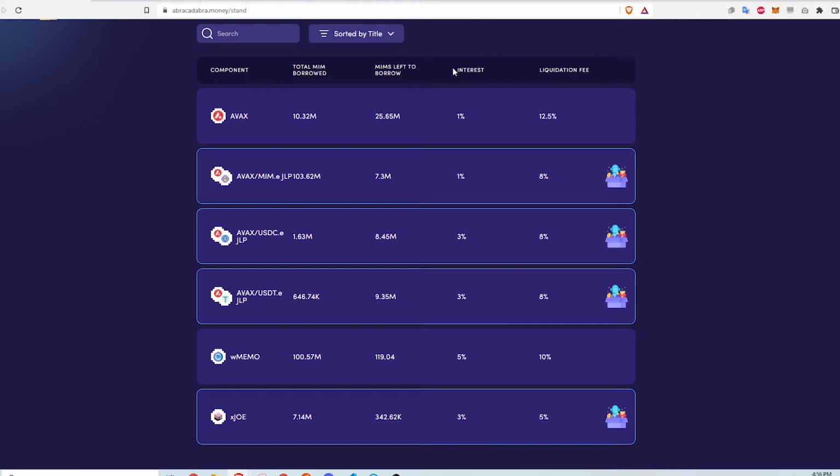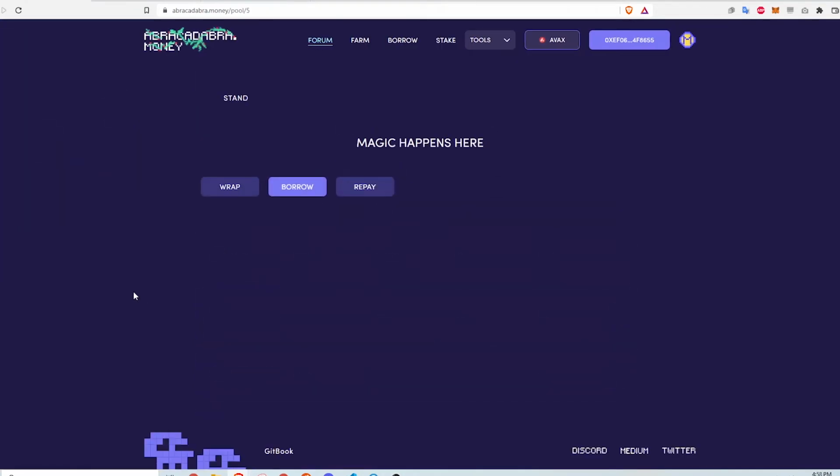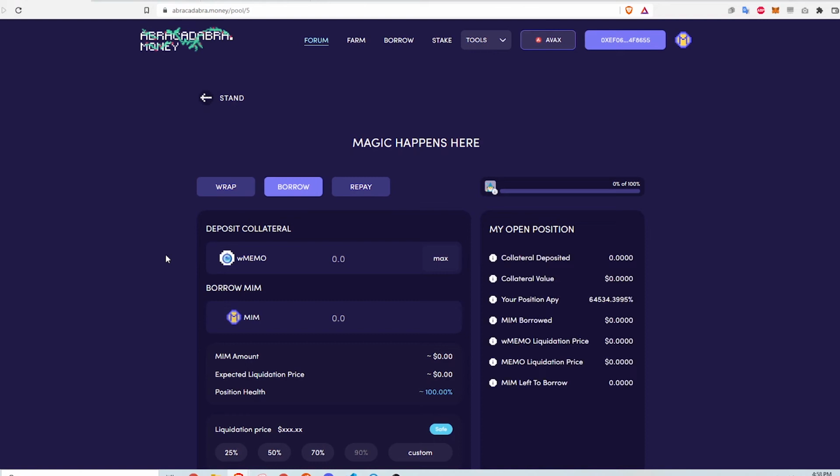The interest column tells me how much interest is charged to me per year. For example, if I borrowed $100 worth of MIM, a 5% interest will charge me $5 in MIM for the year. The liquidation fee column tells me how much I will be charged if my collateral needs to be sold to repay the loan. If I click the WMEMO row, Abracadabra brings me to the borrow page where it asks me to deposit WMEMO as collateral to borrow MIM.